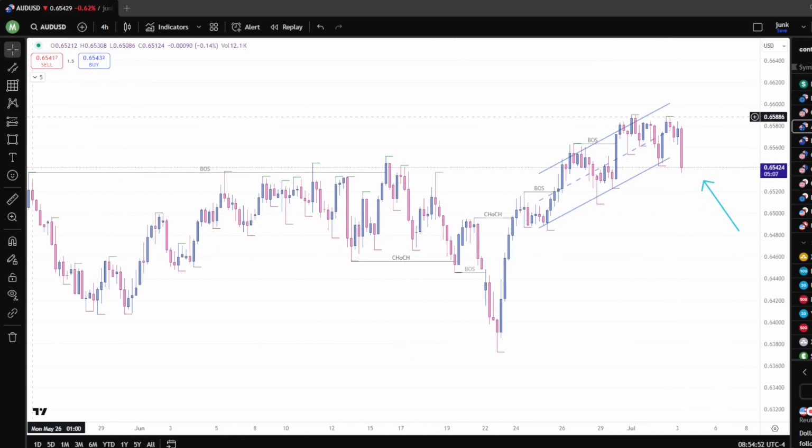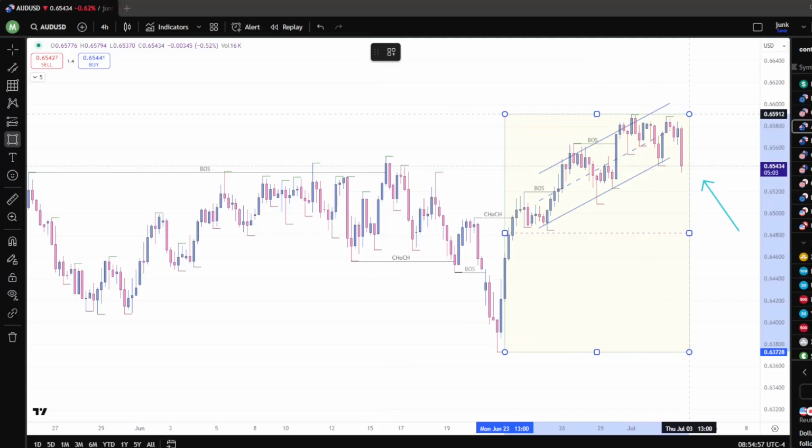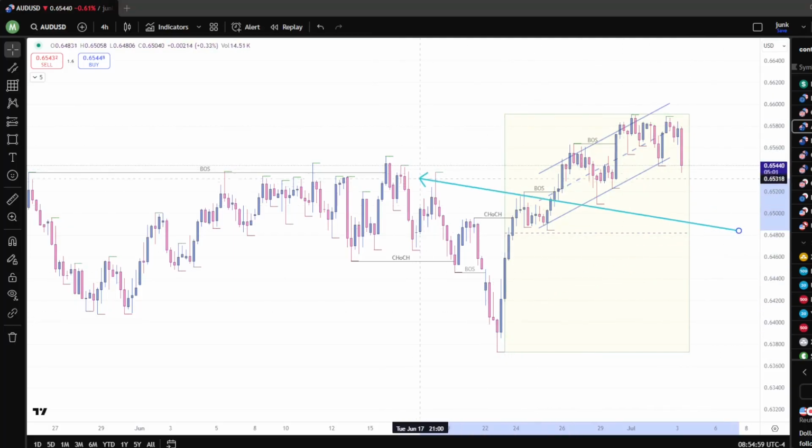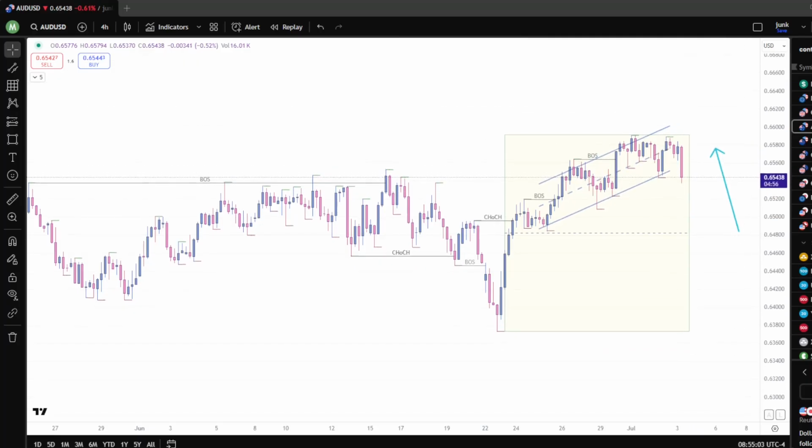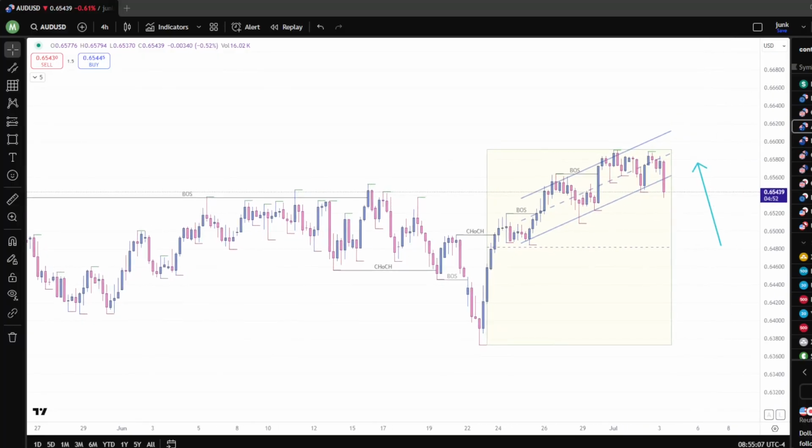AUD USD. Yeah, let's go and map out the current range. This overall range from this spring. This low broke the highs from this ascending channel, just like with Euro USD, starting to break out due to the non-farm payroll news for DXY, like I was saying.